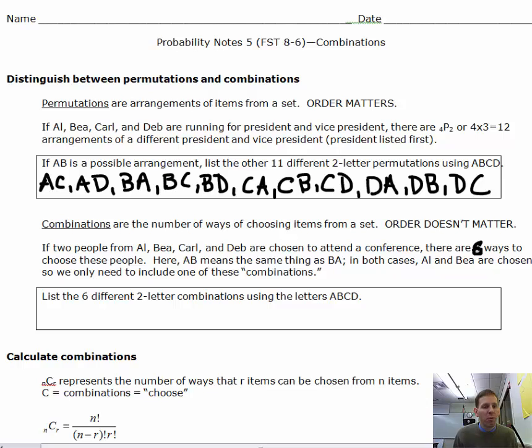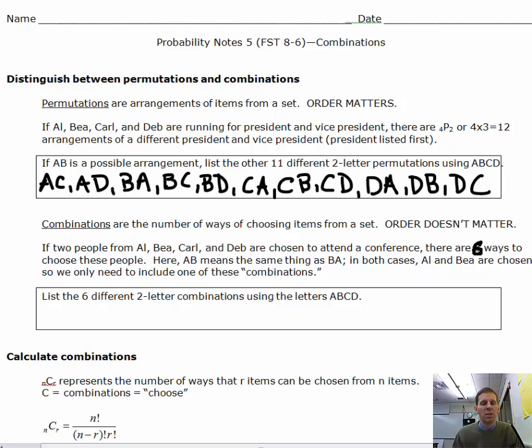If we choose 2 people from Al, B, Carl, and Deb to attend a conference, there are 6 ways to choose these people. Here, AB means the same thing as BA. In both cases, Al and B are chosen, so we only need to include one of these combinations. AB is a combination, and there are 6 altogether.